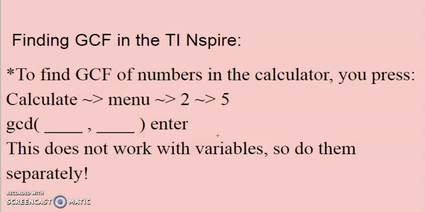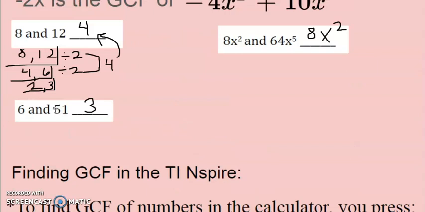Note, this does not work with variables, so do them separately. This will only work for the numbers, so if you have an expression like this, only put the numbers in. Don't put the x's. Remember, it's the x with the smaller exponent that goes here. If there's one term that has no x's, there's no x in your GCF.